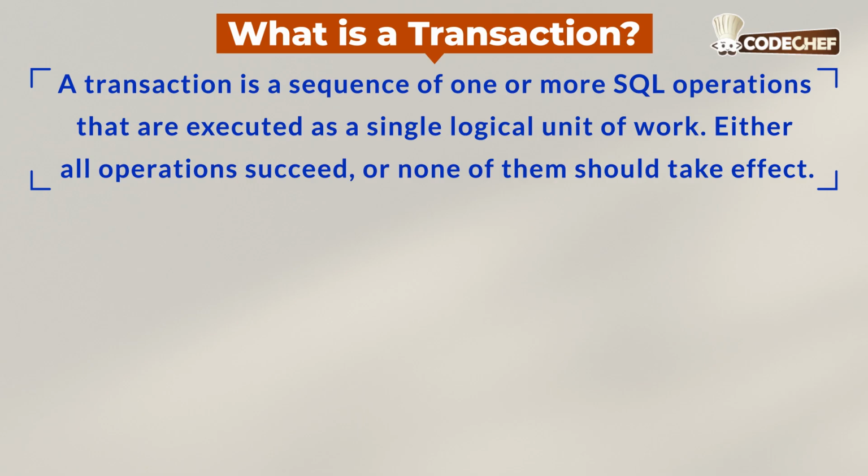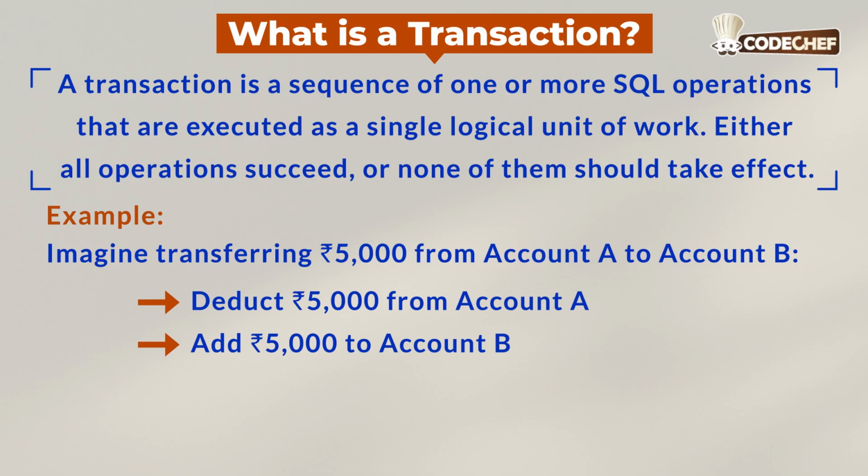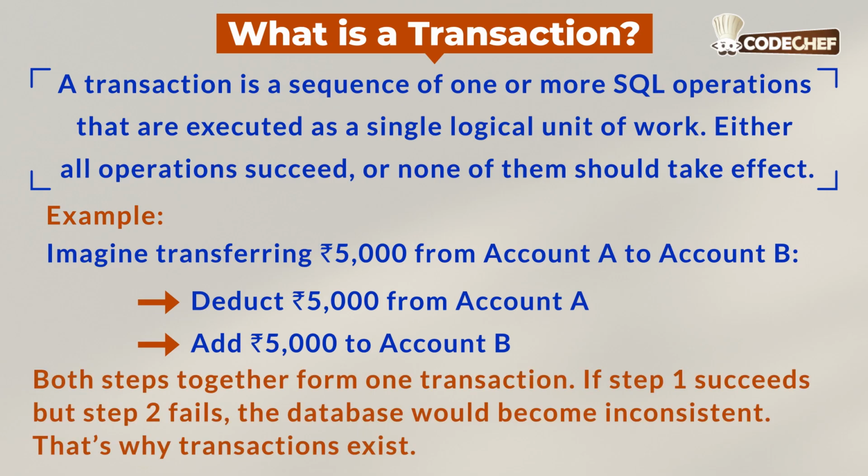Let us understand this better with the help of an example. Imagine we want to transfer 5,000 rupees from account A to account B. So this operation will be performed in two steps. First, deduct 5,000 from account A, and step 2 is add 5,000 rupees to account B. So both these steps together form one transaction. If step 1 succeeds but step 2 fails, the database would become inconsistent, and that is why transactions exist.